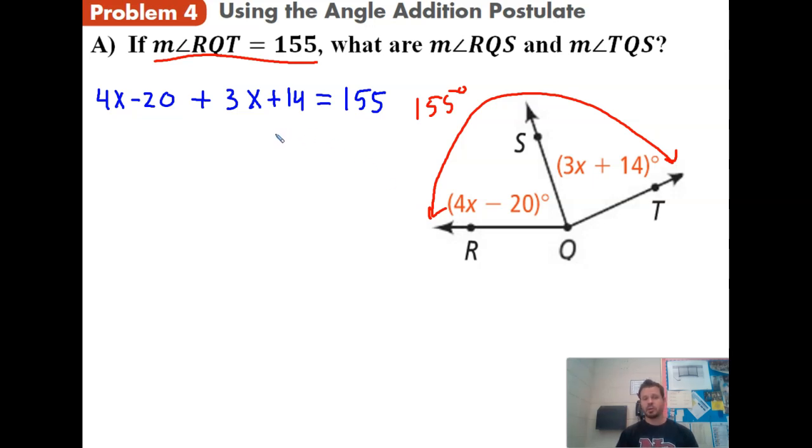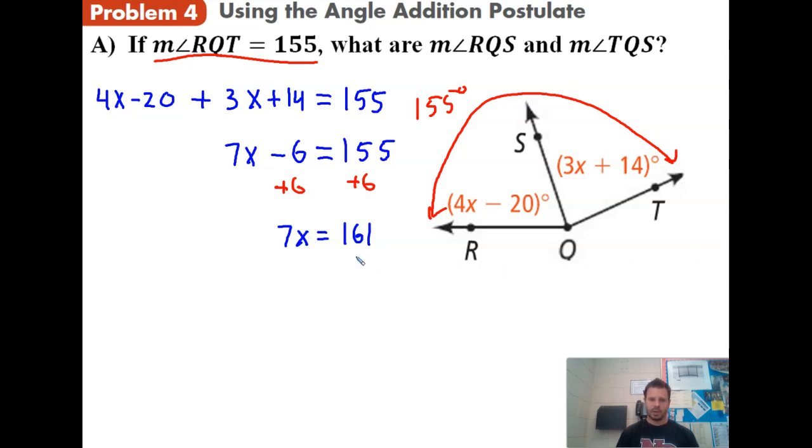With this one, we've got like terms to combine on the left side. I can add the 4x and the 3x to get a 7x. Then I can also combine the negative 20 and the 14 to get a negative 6, is equal to 155. To get the x alone then, I'm going to add 6 to both sides. That'll give me a 7x is equal to 161. And then I'll divide both sides by 7, which leaves me with x is equal to 23. All right, so there's my value of x.